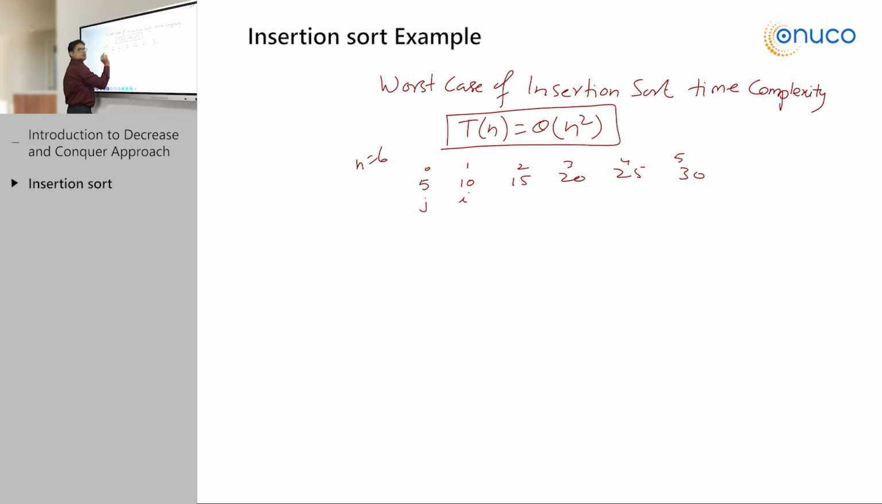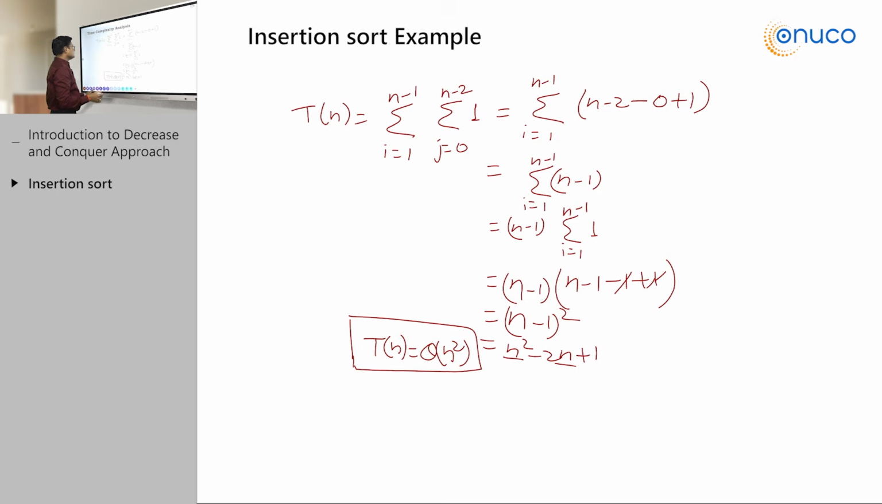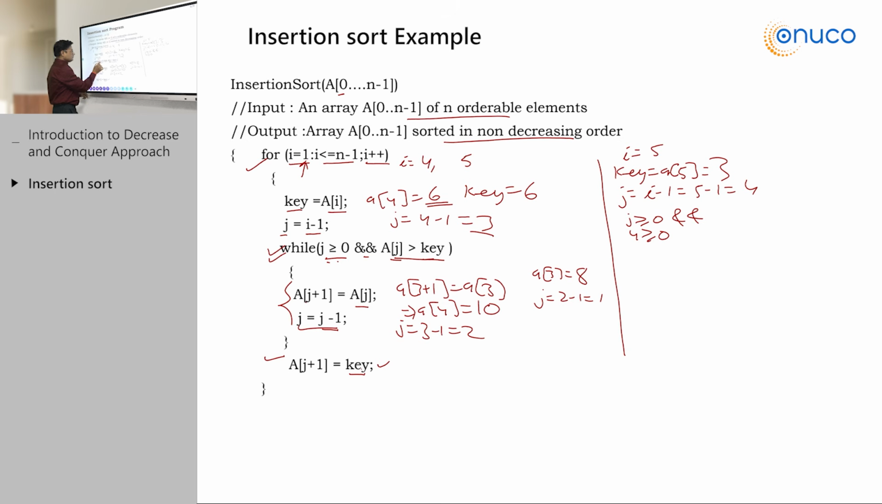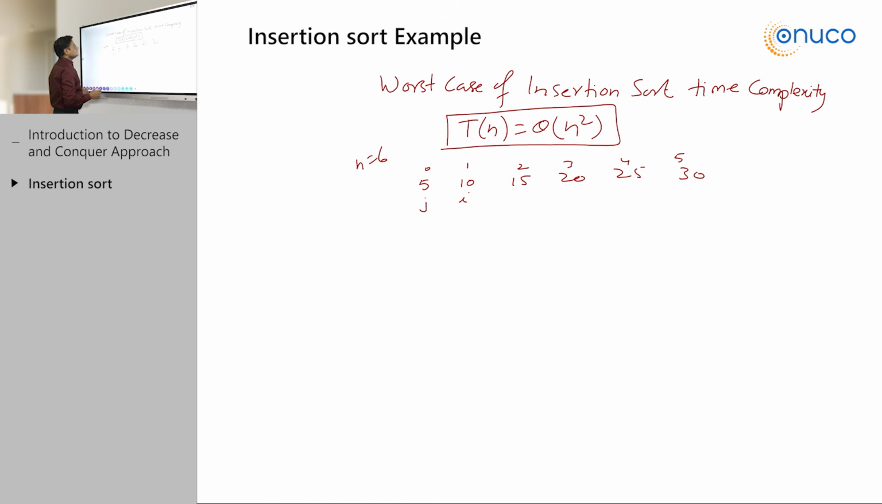Is j greater than or equal to 0? Yes. Is 5 greater than 10? No. If 5 is not greater than 10, then what will happen? We are not going to perform this task. All of you please concentrate. If 5 is not greater than 10, it is false, we are not going to do this part. If you are not going to do this part, what will happen? Again we need to go and increase i, right?